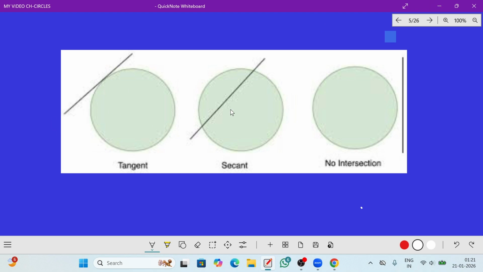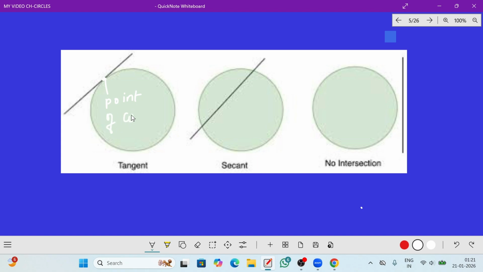Okay, today let us start the chapter with circles. Small tips of the circles, just a brief introduction. This is a circle. You can see that the line is touching the circle at a single point. When a line touches the circle at a single point, this line is called a tangent, and this dot is called the point of contact.